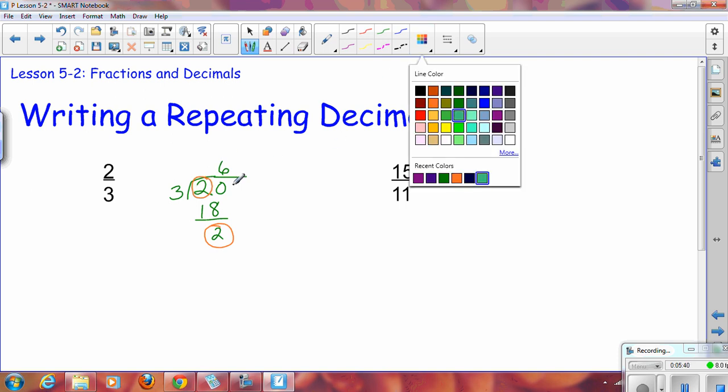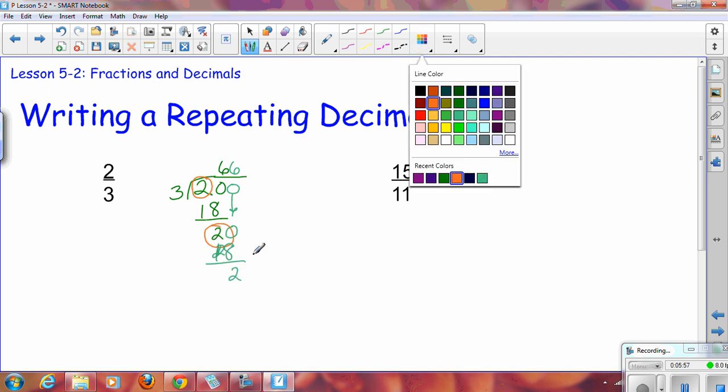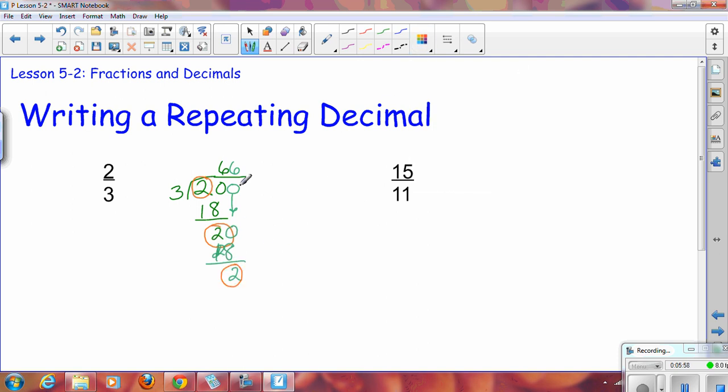Let me show you what happens. You add a 0, you bring it down, 3 goes into 20 6 times. Oops, not 20, 18. Subtract, you get 2 again. Notice you got that again. That means this number, this 6, is going to repeat. So 2/3 is 0.6 repeating.